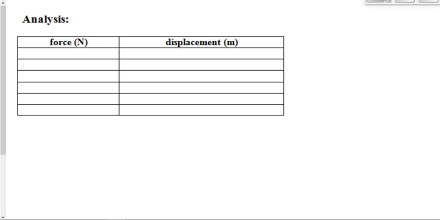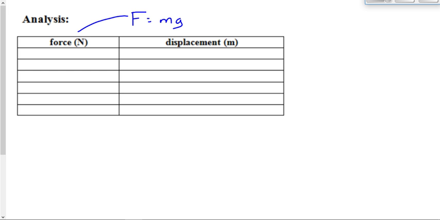Displacement will be in meters. If you didn't put it in meters in your data, put it in meters now. Force is going to be in newtons. If you put your mass in kilograms, then multiply kilograms by 9.81. If you put your mass in grams, then divide by 1,000 and then multiply by 9.81. This force, the applied force, is the force of gravity: mass in kilograms times 9.81.